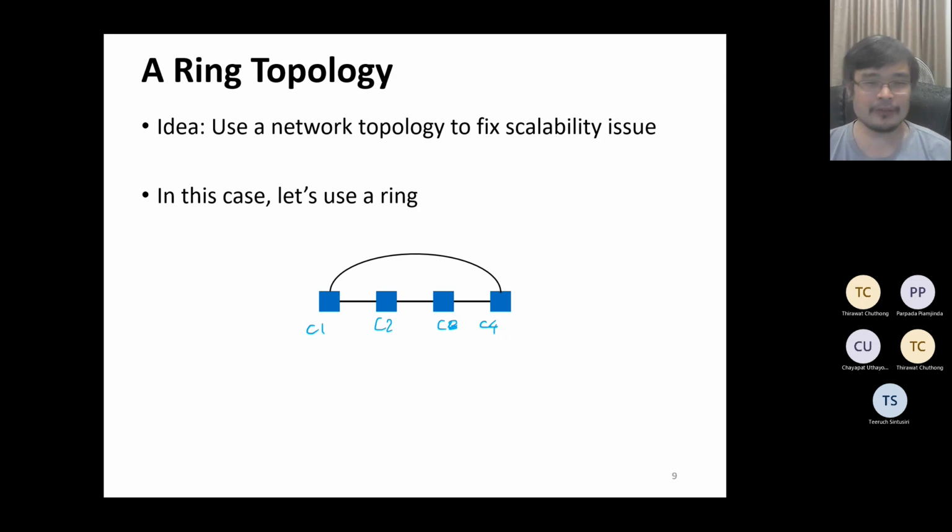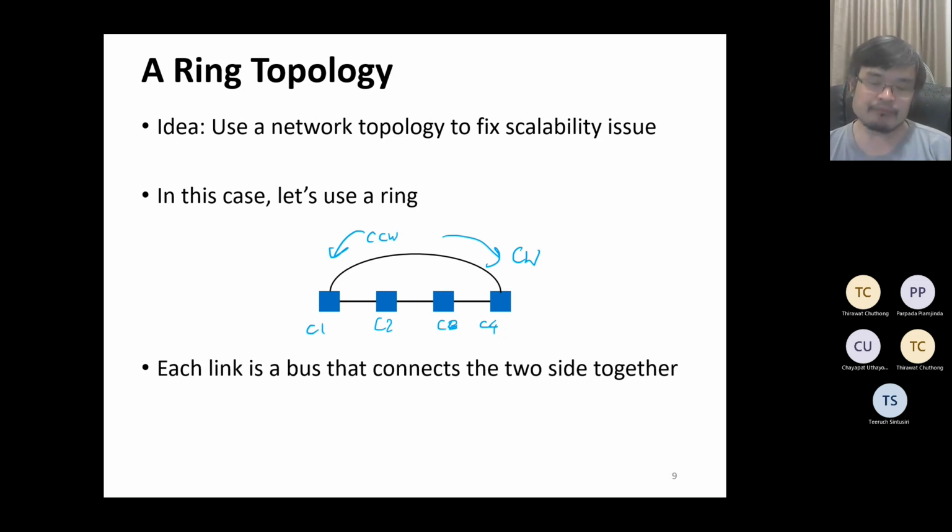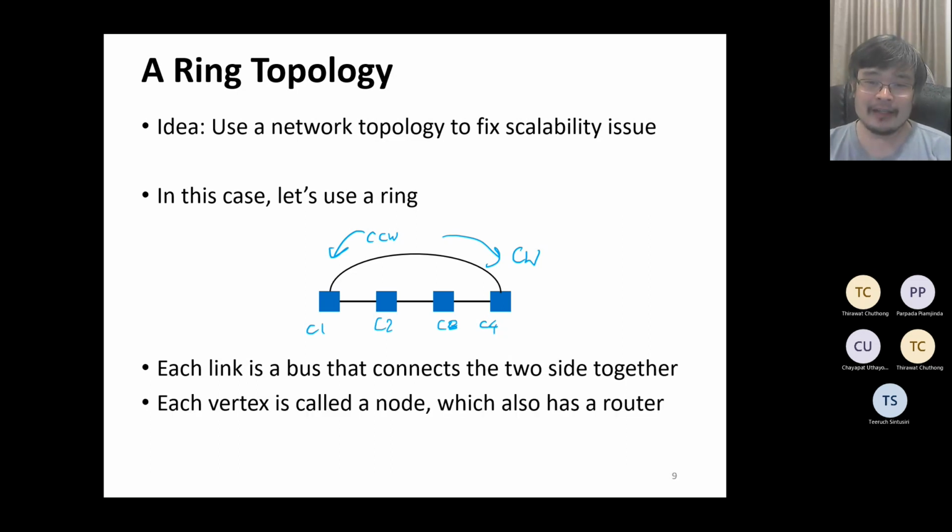So if you want to send data from C1 to C3, you would go through C2, then C3, or C1, C4, and back to C3, right? You have the clockwise direction and the counterclockwise direction in order to send the data from one place to another. Each link here is basically a bus that connects the two sides together. There's a bus that connects C1 and C2, and a bus that connects C2 and C3, and so on and so forth, right? And each vertex here is called a node, which has its own router.